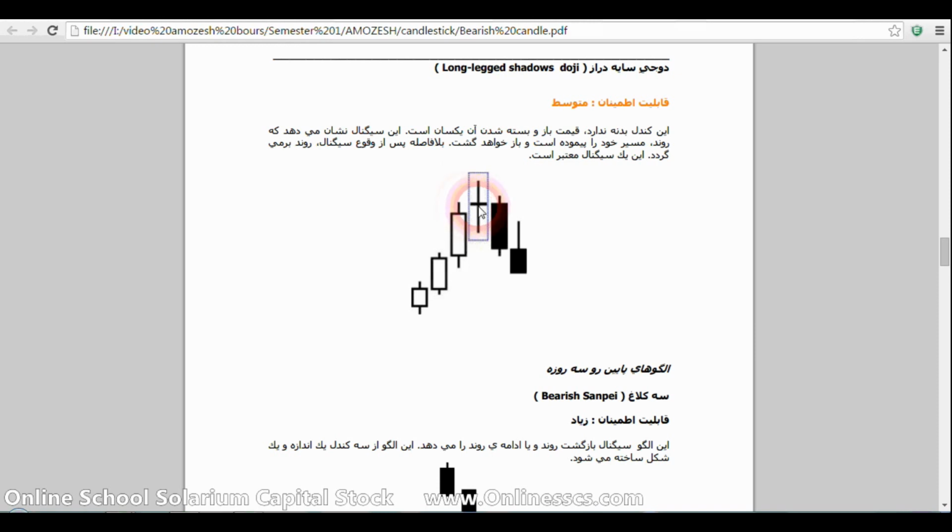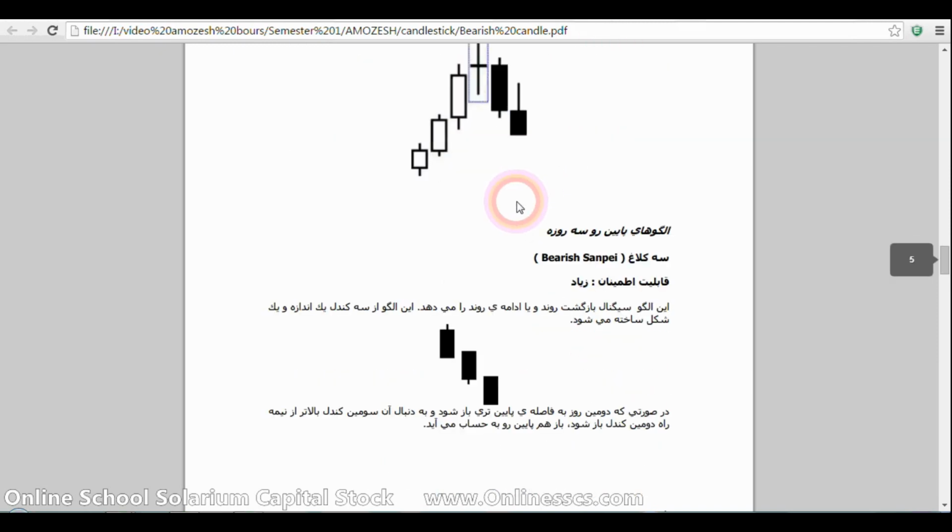If the body is really thin and there are two shadows on the bottom and top, we call it a doji. We usually don't trade on these candles. We say the trend is an uptrend and it's going to drop down, but sometimes it's not valid and the next candle goes in the opposite direction.